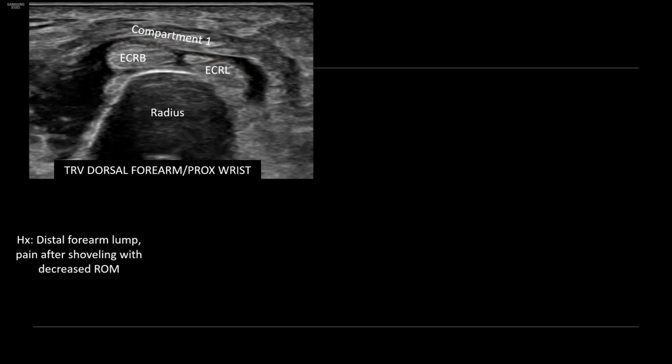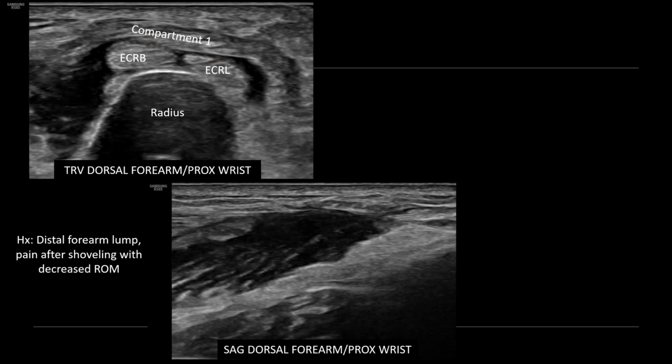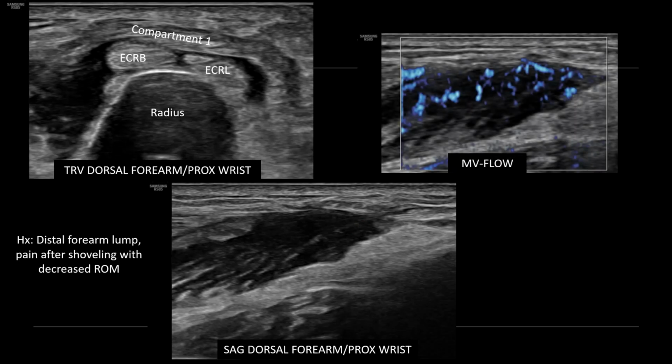compartment 2 tendons. If we turn long axis at this musculotendinous junction of compartment 1, you can better see that muscle edema there appearing heterogeneously hypoechoic. And when we add color flow imaging on this region, here we're using MV flow, which detects slow flow in small caliber vessels, we see that there is hyperemia throughout that edematous muscle, indicating neovascularization.